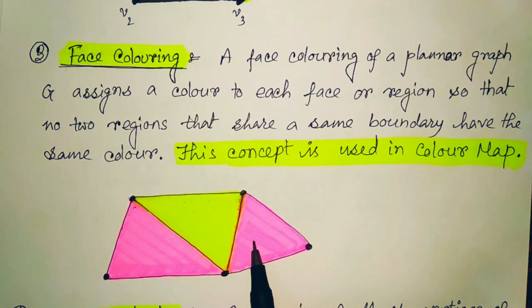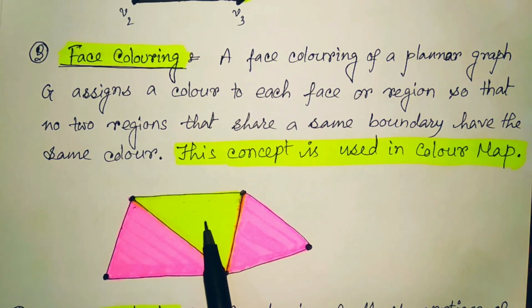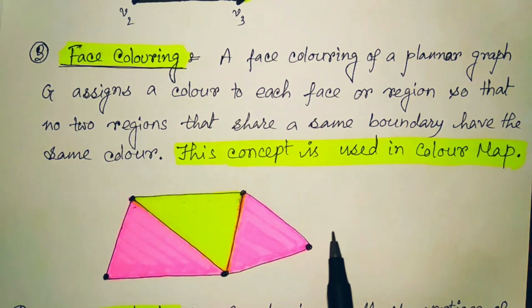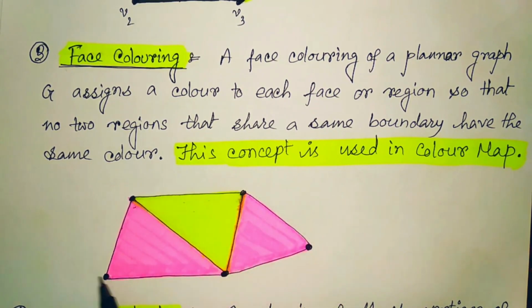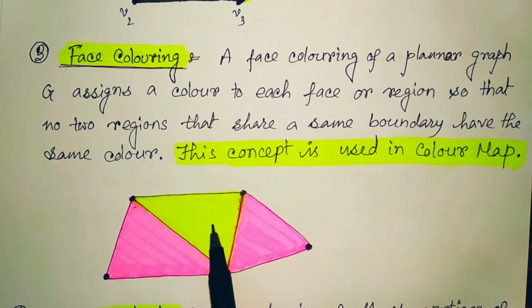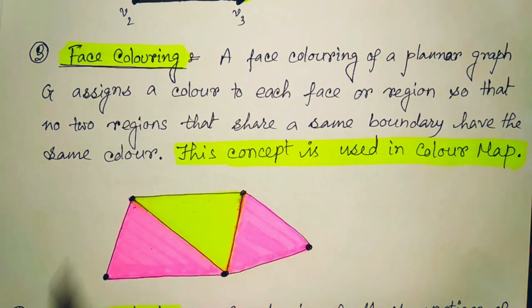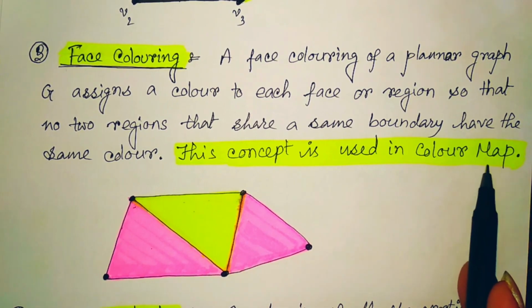These two regions should not share the same color, so we can put a pink color on this region, a pink color on this region also, but this one should be a different color. And the outer region is definitely different from both pink and yellow, because the outer region shares an edge with this region and this region, so one more color is required in the outer region. So a total of 3 colors are there. This concept is used in the color map.